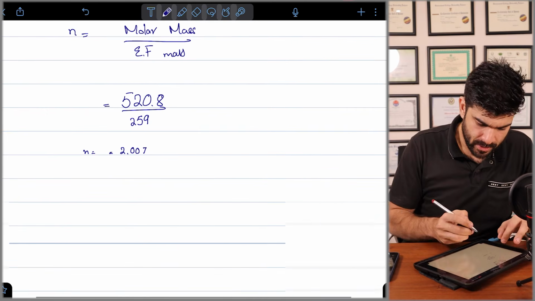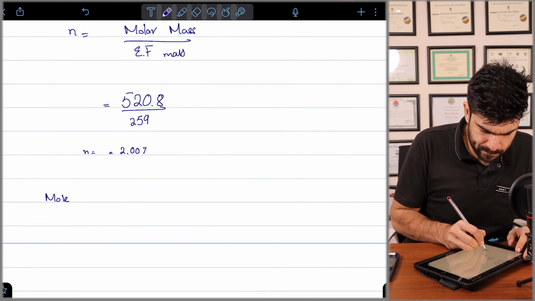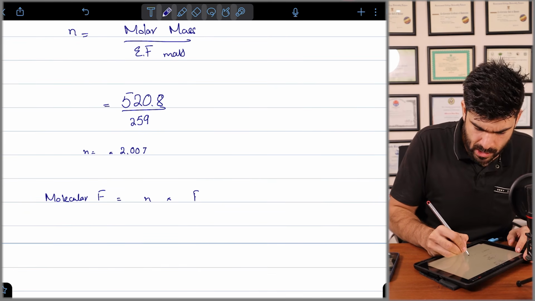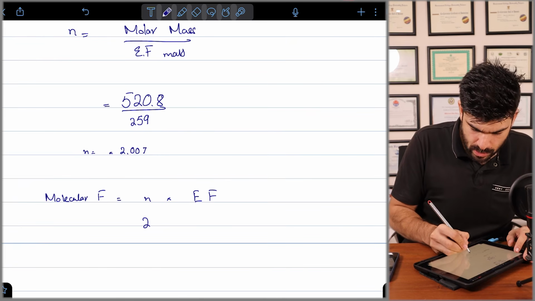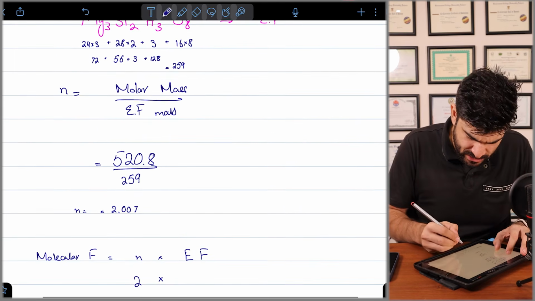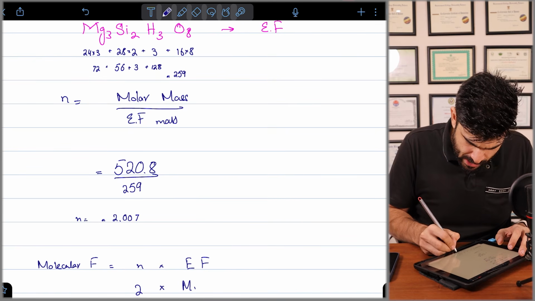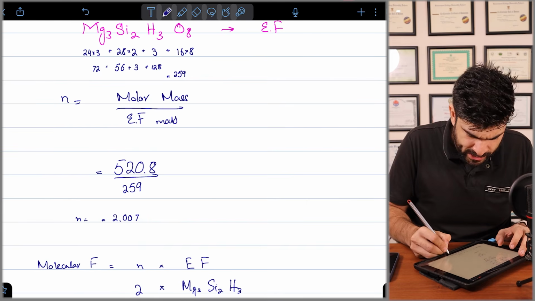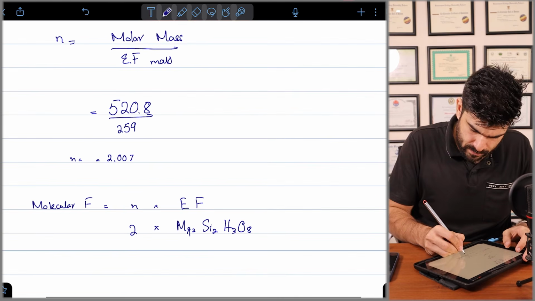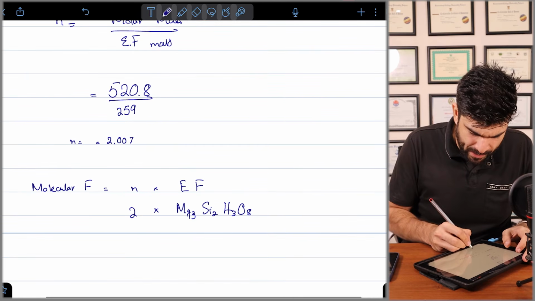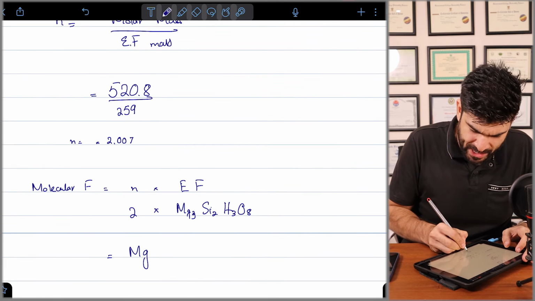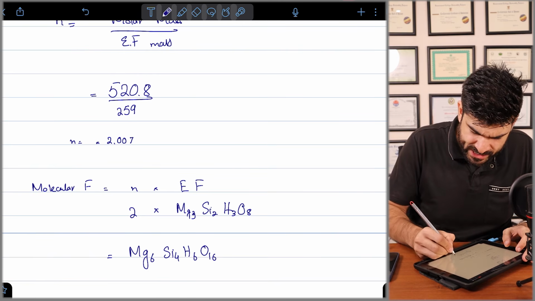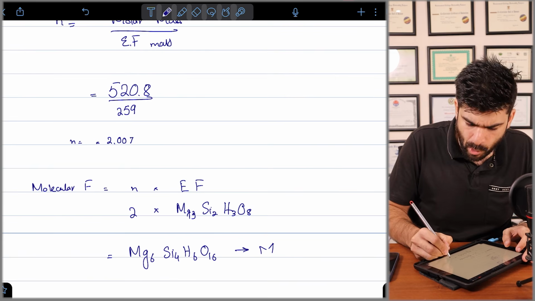What will we do? Let's wrap it up. So the molecular formula equals n times the empirical formula. The n value is 2 multiplied by the empirical formula, which is Mg3Si2H3O8. Multiplying the values, the final answer is Mg6Si4H6O16. This is the molecular formula.